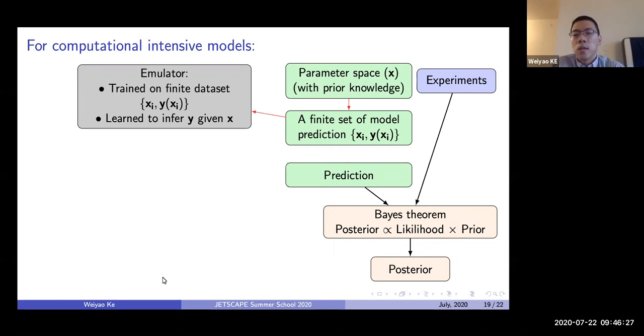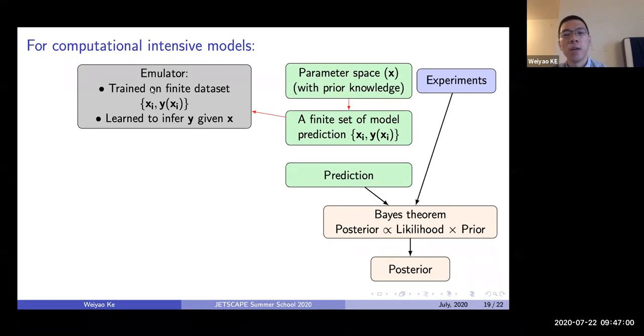So instead, we design a carefully chosen set of parameter points. We call them design points, labeled here by index i. We compute the full model calculation on a finite set of parameter points sampled in the parameter space, and we use this finite set of information to train something called an emulator. At this point, you can understand an emulator as a fancier version of an interpolator.